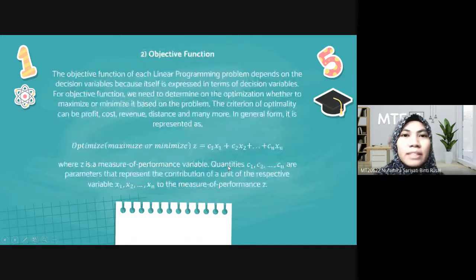And then the second one is the objective function. The objective function depends on the decision variables because it is expressed in terms of decision variables as shown here. So for this objective function, we need to determine whether it's to maximize or minimize. Okay, the criterion of optimality can be profit, cost, revenue, distance, and many more.